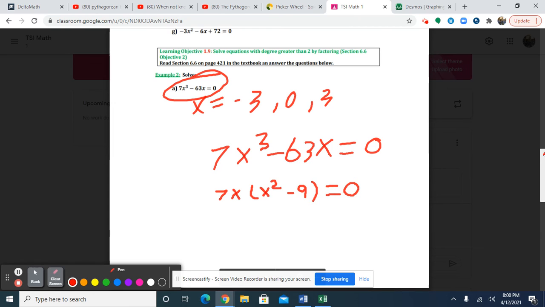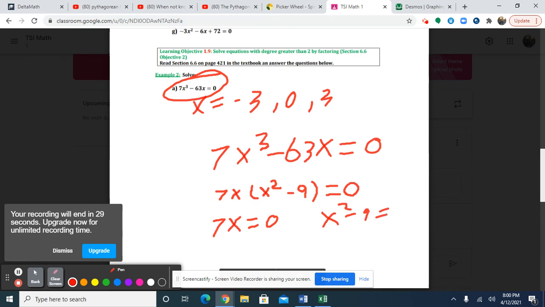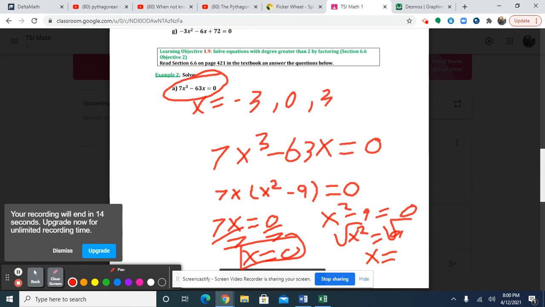So with that in mind, we would set 7x equal to 0, and then x squared minus 9 equal to 0. Here, we divide both sides by 7, and x equals 0. Here, we add 9 to both sides, so we have x squared equals 9. And then we take the square root, so x is equal to 3. But it could be a positive or a negative 3, because they both multiply to positive 9.